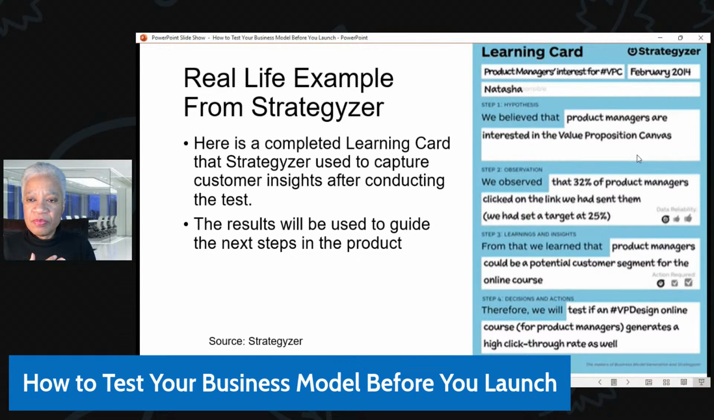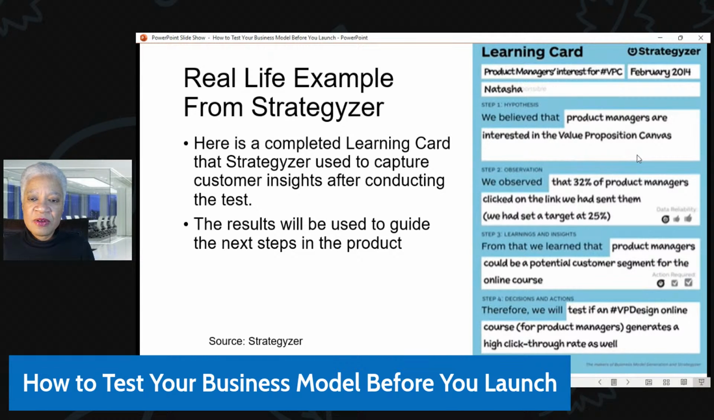So this is product managers' interest for the value proposition canvas. All right, so we believe that product managers are interested in the value proposition canvas so that they could roll out better products and services. We found out that 32% of product managers clicked onto the link that we sent them. So we had a target of 25%. So that gives them a good indication that the market will probably receive them well.